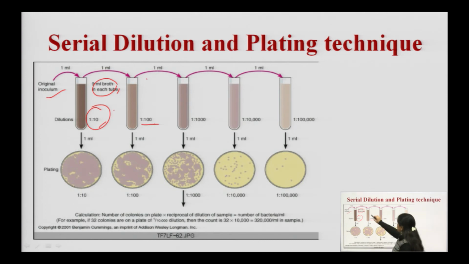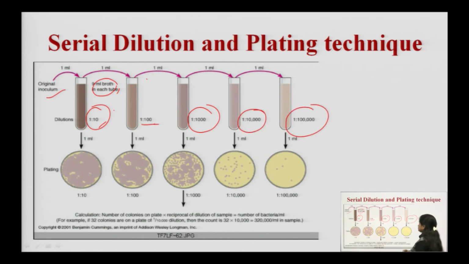In this case again we will transfer 1 ml from this to this, and this will generate a 1000 times dilution, and in this case you can see 10,000 times dilution, and here you can see that is 1 lakh times dilution. Now what is the reason for diluting the sample? We are just diluting the samples to decrease the number of bacteria so that we can generate the colonies within the media.